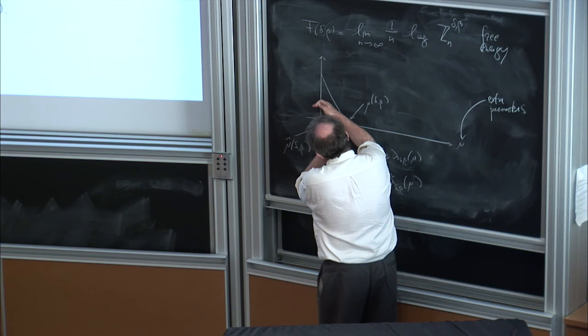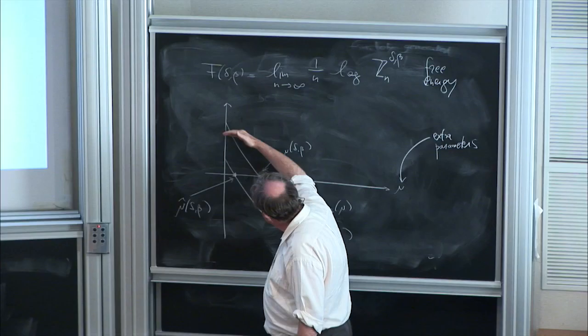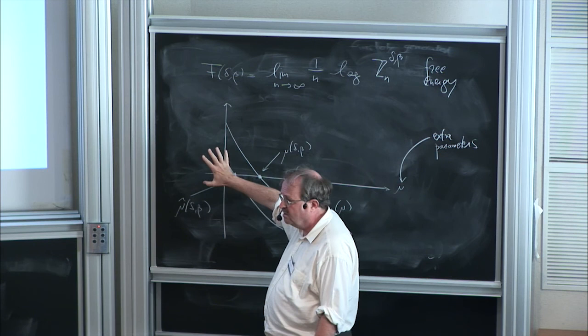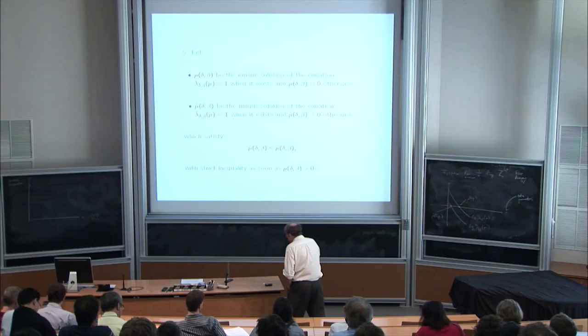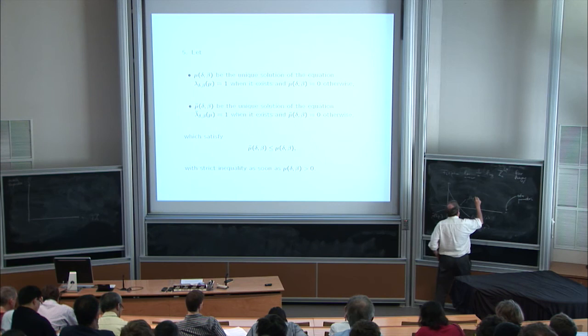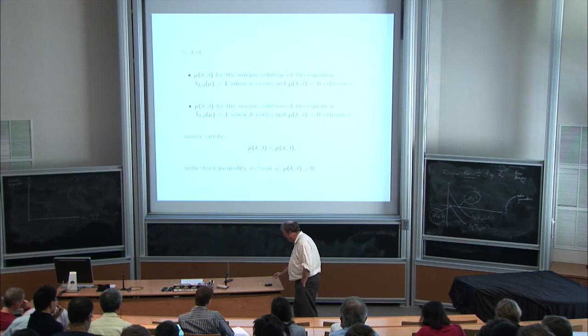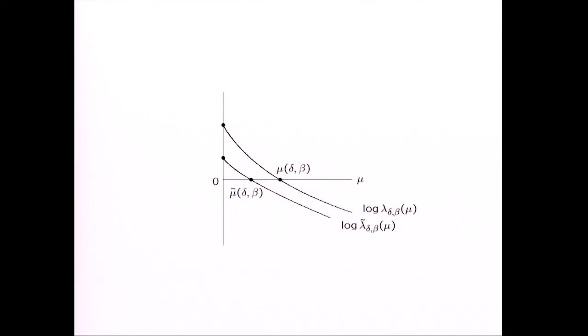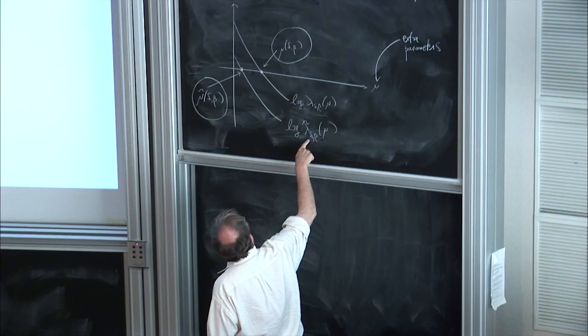Now, the moment any of these curves lies below the axis, there's no intersection with the zero line, and we define them to be equal to zero. So if you move this line down, you will see that this creeps to zero, and when you go below, it stays stuck at zero. So that's what we define to be these numbers. And these two numbers here are the key to our spectral representation for the free energy, which I'm going to explain next. So here's the picture that I drew on the blackboard, and there it is. The key objects being these points where these lambdas go from being larger than one to smaller than one.